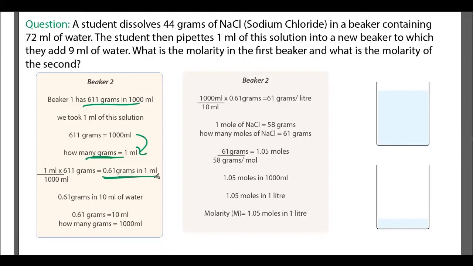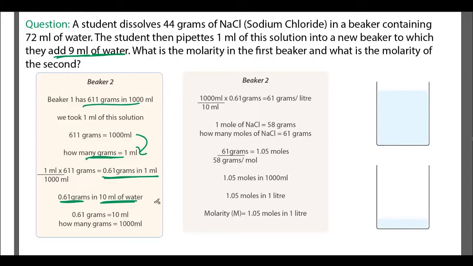Now to that 1 milliliter we added 9 milliliters of water. We diluted with 9 milliliters of water. So we've got 0.61 grams in a total volume of 10 milliliters. Now in calculations with dilutions, most students fall down at this point. This is the point that really gets them.